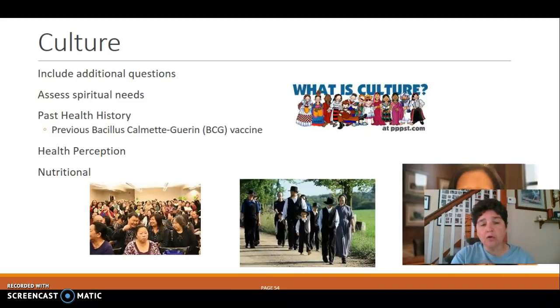The first week we're going to go over culture, so we'll talk more about specific things with culture at that time. But these are some of the things that we're looking at: their spiritual needs, their past health history. We'll talk a little bit about a BCG vaccine, but all of you probably had to have a TB test, or you're looking at getting the TB test done for tuberculosis. In some countries, they still have tuberculosis. So a lot of those people, if they're coming over to our country, maybe have had a vaccine called BCG. The BCG helps to prevent tuberculosis.